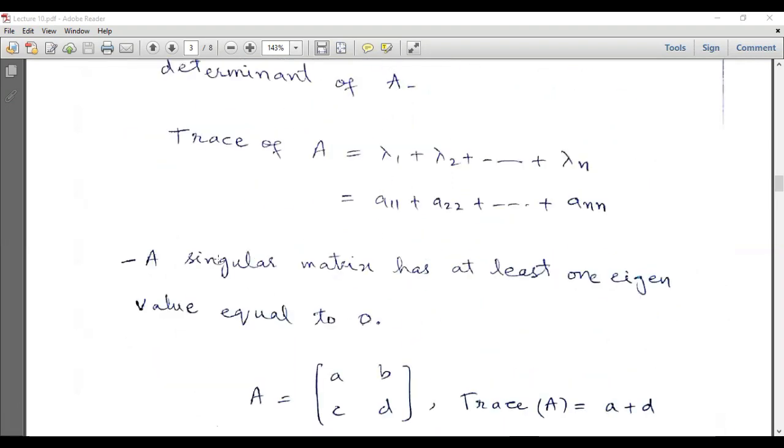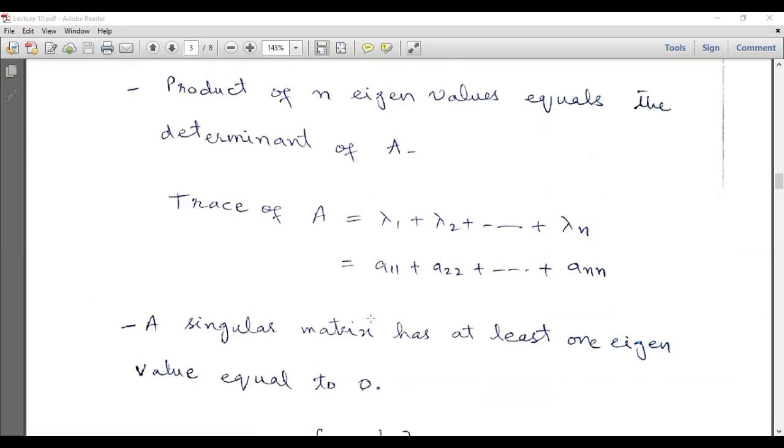So another property is that whenever we have a singular matrix, at least one eigenvalue will be equal to 0. From the second property, the product of n eigenvalues equals the determinant of A. So according to this property, if we have a singular matrix, the determinant will be equal to 0. And in that case, if we are evaluating the eigenvalues of that singular matrix, there will be at least one eigenvalue which is equal to 0, so that the product of all eigenvalues will be equal to 0. That product can be equal to 0 if and only if there is at least one eigenvalue equal to 0.